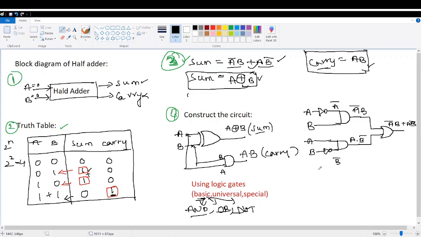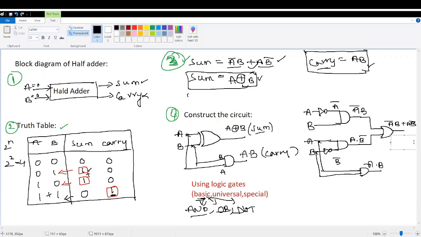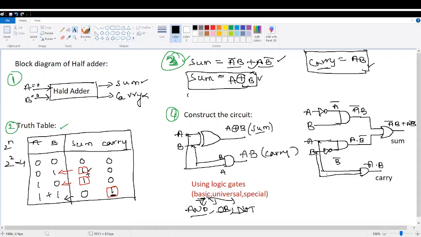Now for the carry expression, in the sense, we only want A B. So let me take A from here and let me take B from here. Take one 2-input AND gate. This will give you A dot B as an output. Now done, we have constructed the sum. This is my sum expression and this is my carry expression of the half adder.